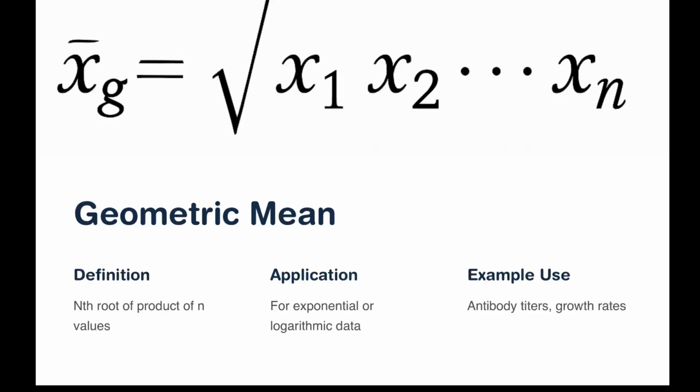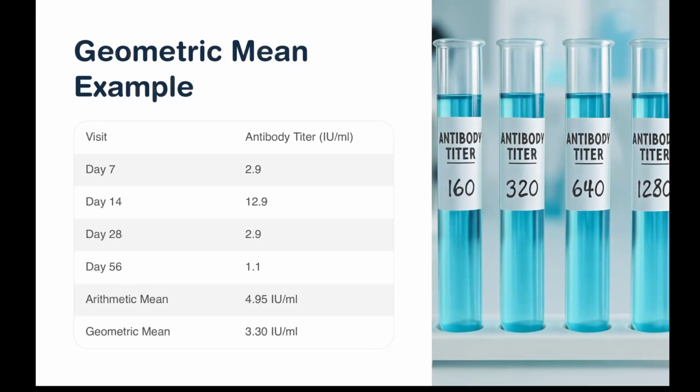And there is something called the geometric mean, where the nth root of the product of n values is taken, and it is useful for exponential or logarithmic data, such as growth rates and antibody titers. Suppose on day 7 a patient has an antibody titer of 2.9, and on day 14 it is increasing, and on day 28 again it's decreasing. So the arithmetic mean will be sequential: you add up and divide by the total number. Geometric mean will be the nth root of the product.